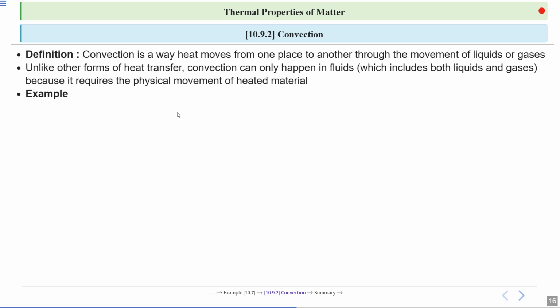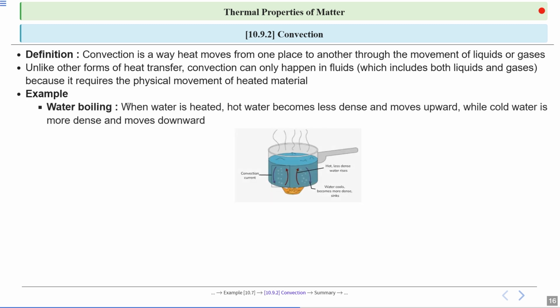Example, water boiling. This is a good example of convection. So when water is heated, look at here, when water is heated, hot water becomes less dense. You know, hot water is less dense and cold water is more dense. So their density is different.